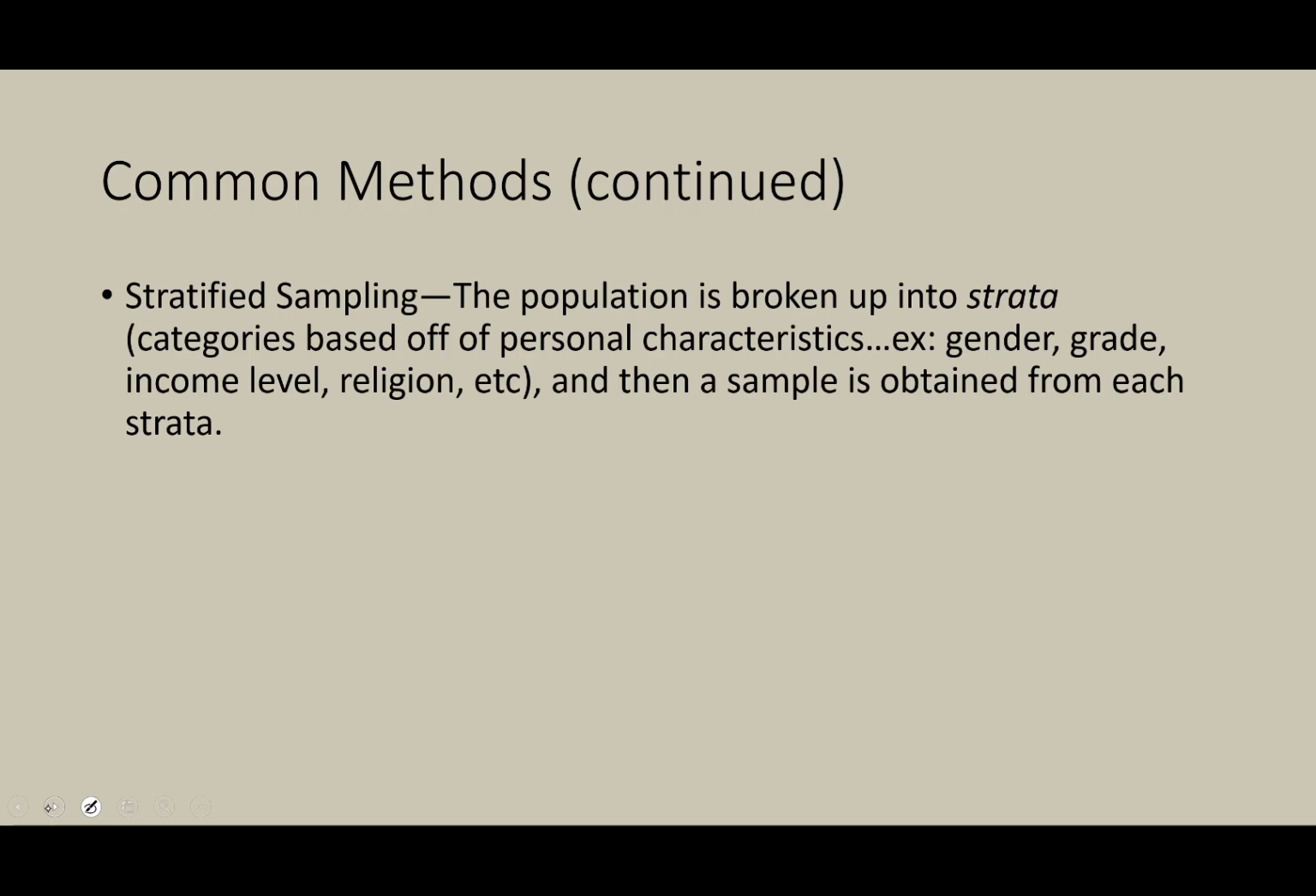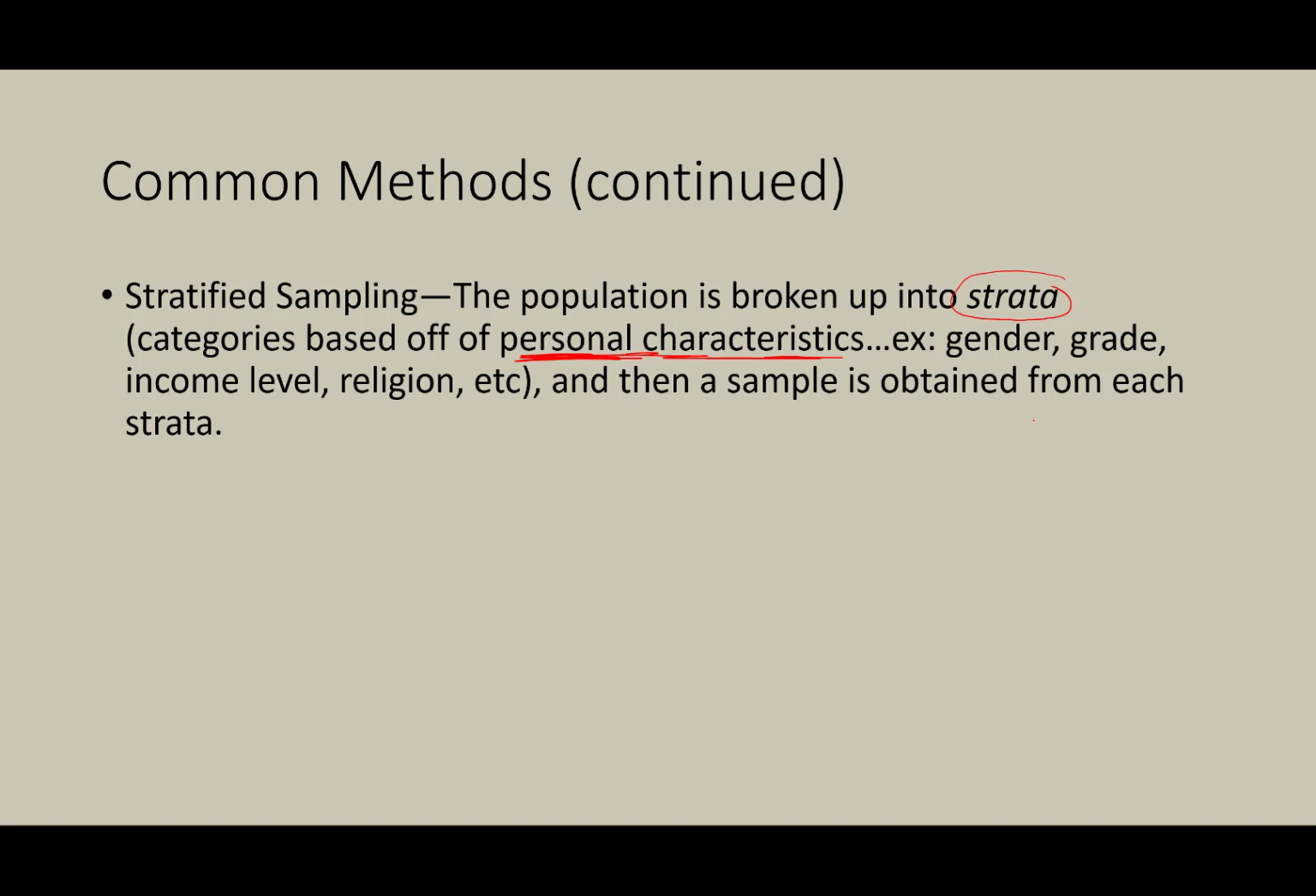Okay, we also have what's known as stratified sampling. And with stratified sampling, there's a couple of steps that go into this. The first thing is that the population has to be broken up into what's known as strata. So strata, those are categories that are based off of personal characteristics. The key here is that they are personal characteristics. Those could be examples of like gender, grade, income level, religion. So any of those would be considered personal characteristics. Once we have our population split up into the different strata, then we use random sampling to obtain some individuals from each of the strata.